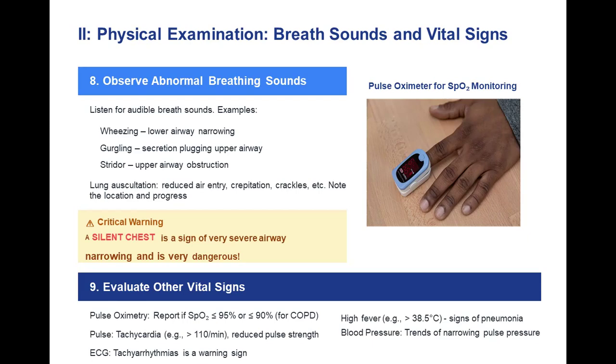A high fever, particularly over 38.5 degrees Celsius, is a sign of an active infection like pneumonia and requires further investigation. Finally, monitor blood pressure. A trend of a narrowing pulse pressure, or the difference between systolic and diastolic pressure, can be an early sign of shock or severe volume depletion.